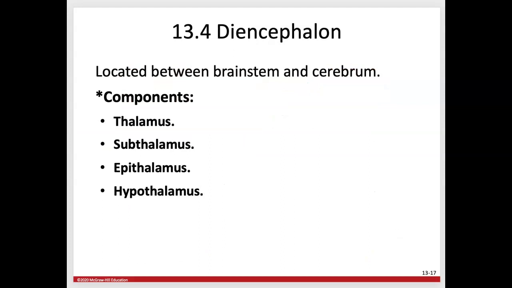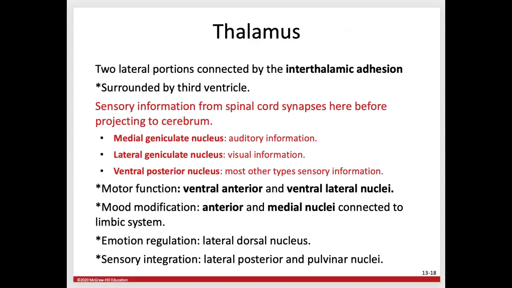All right, moving on to the diencephalon. This is located between the brainstem and the cerebrum. So usually when I refer to the diencephalon, I don't talk about all the different parts, but since this is mentioned here, we'll just kind of mention them. So the parts of the diencephalon are the thalamus, the subthalamus, the epithalamus, and the hypothalamus. Usually I really only talk about the thalamus and the hypothalamus, and I usually briefly mention the epi.